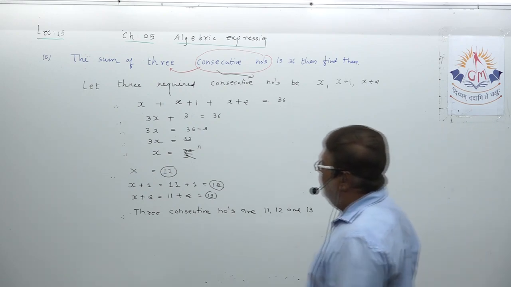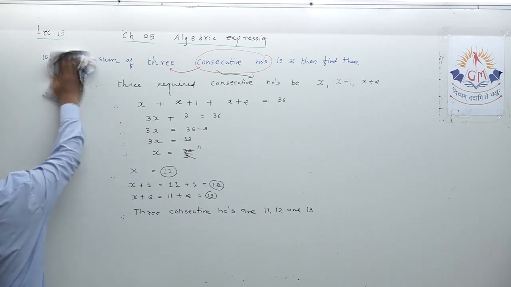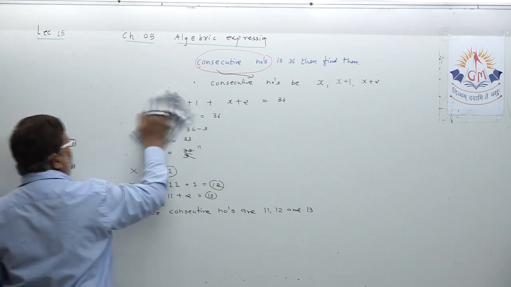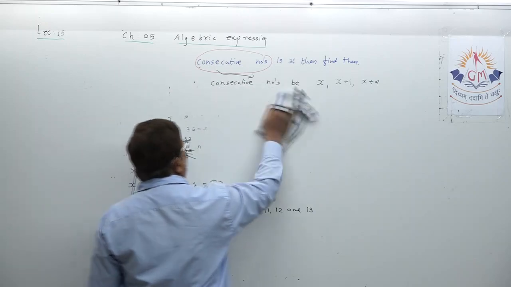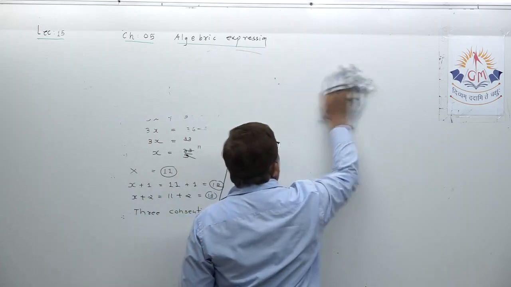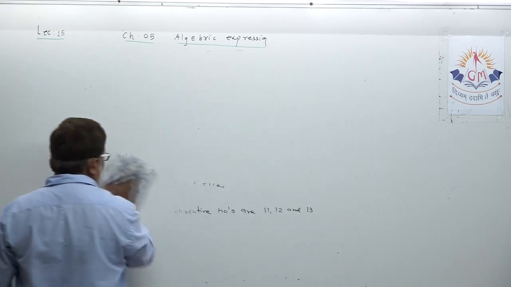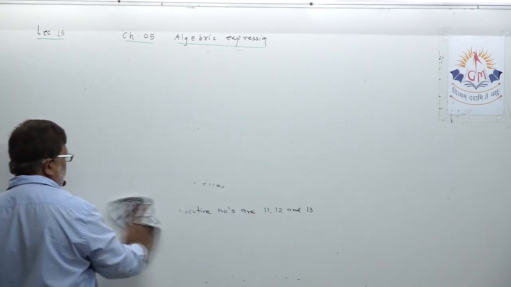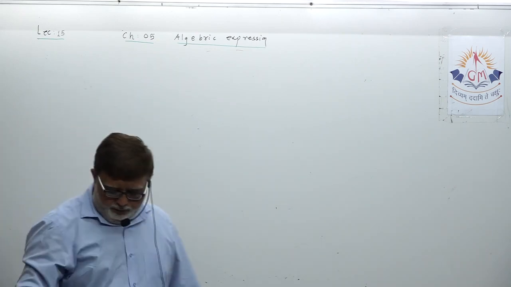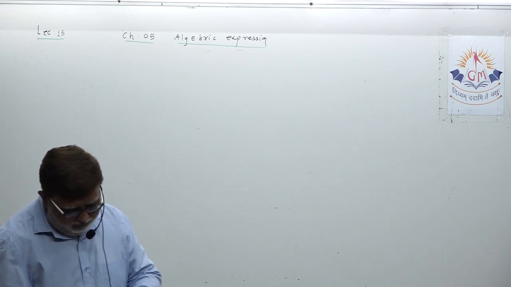Okay? Let us take one more example. Example number 6. This concept you have to keep in your mind: whenever you come across consecutive numbers, you have to suppose this way. Okay? Suppose, dear student, example number 6 I take. Okay?